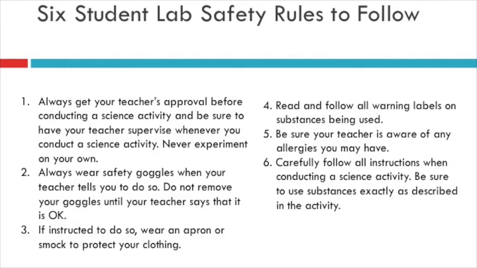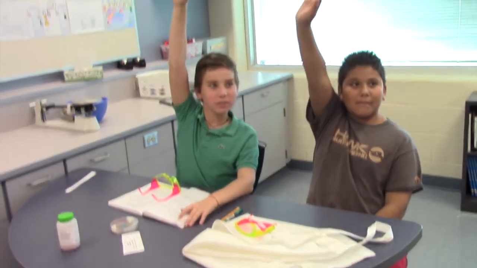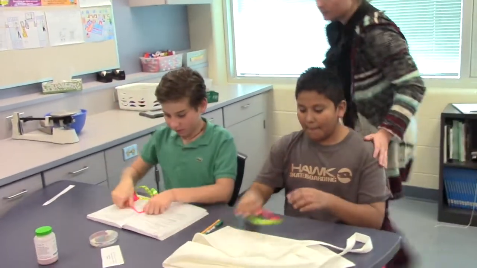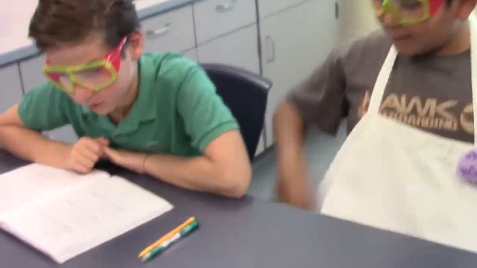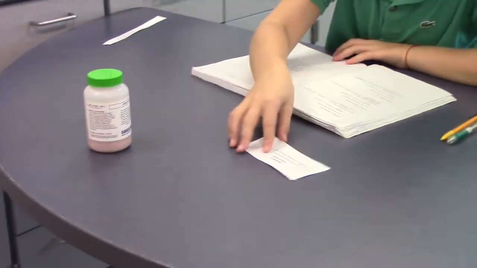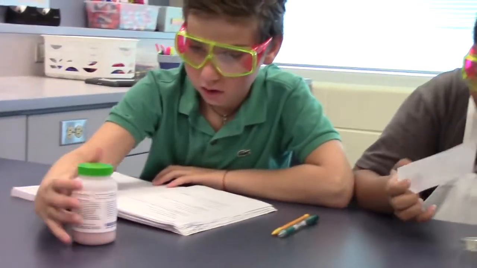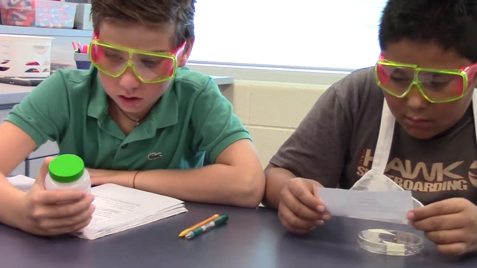There are 6 student lab safety rules to follow. First, always get your teacher's approval before conducting a science activity and be sure to have your teacher supervise whenever you conduct a science lab. Never experiment on your own. Second, always wear safety goggles when your teacher tells you to do so. Do not remove your goggles until your teacher says that it is okay.